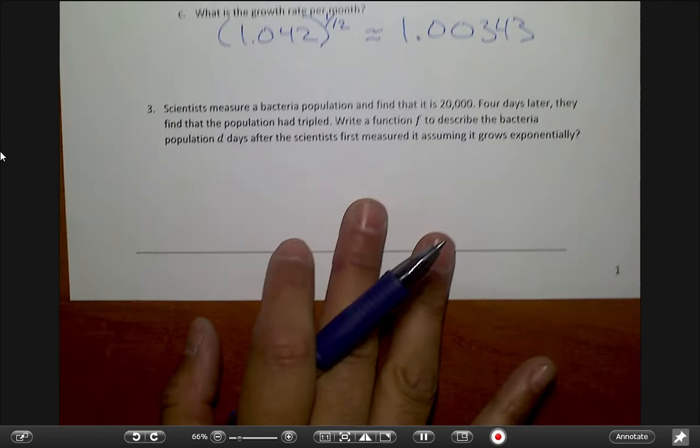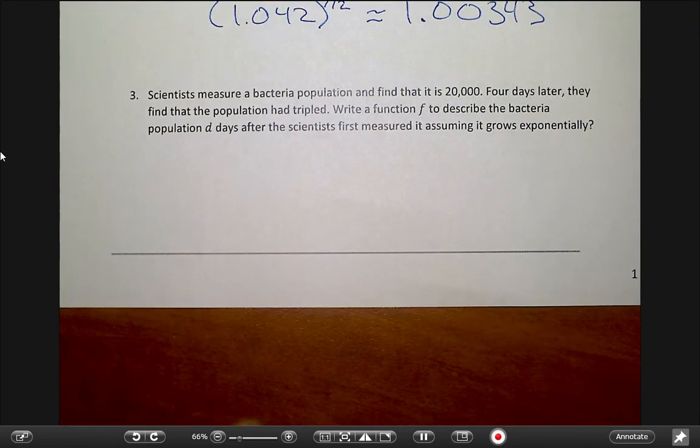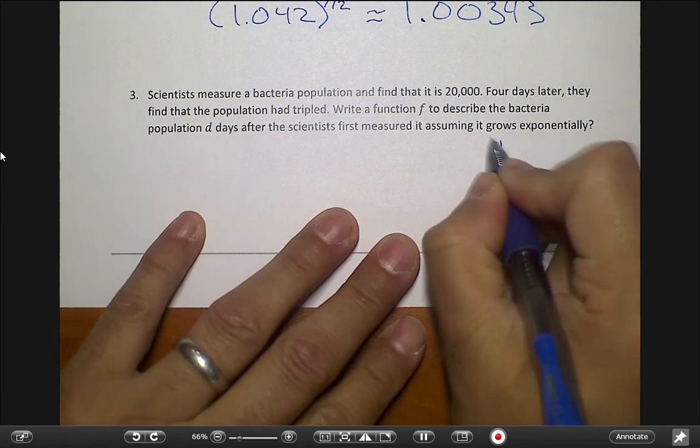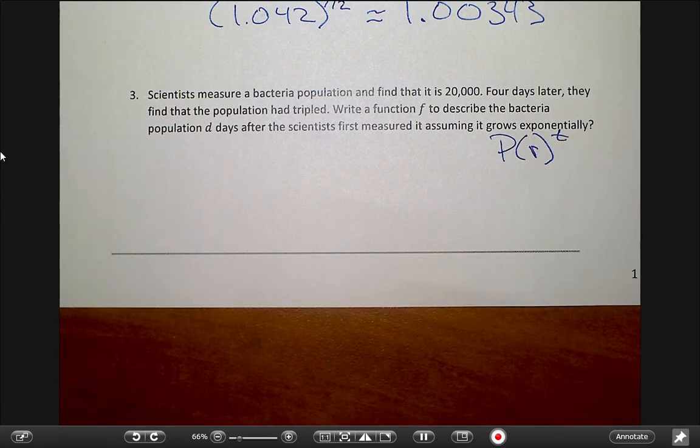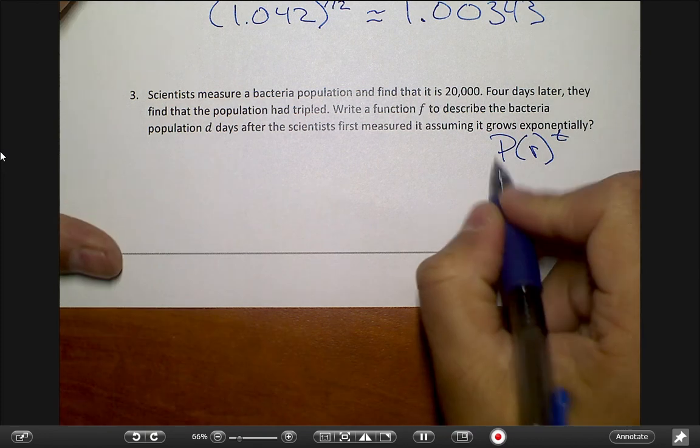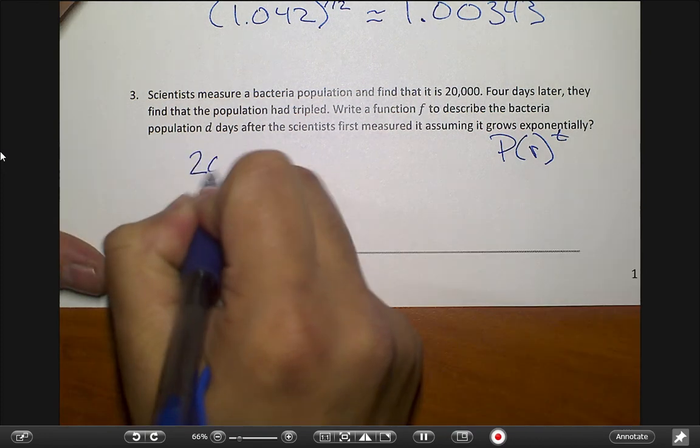All right, let's take a look at this next one then. It says scientists measure bacteria population and find that it is 20,000. 4 days later, they find that the population had tripled. Write a function f to describe the bacteria population d days after scientists first measure it, assuming it grows exponentially. So I know I'm going to have my p, my r, and the t. What's the p in this case? 20,000. There we go. So I'm going to start off with 20,000.